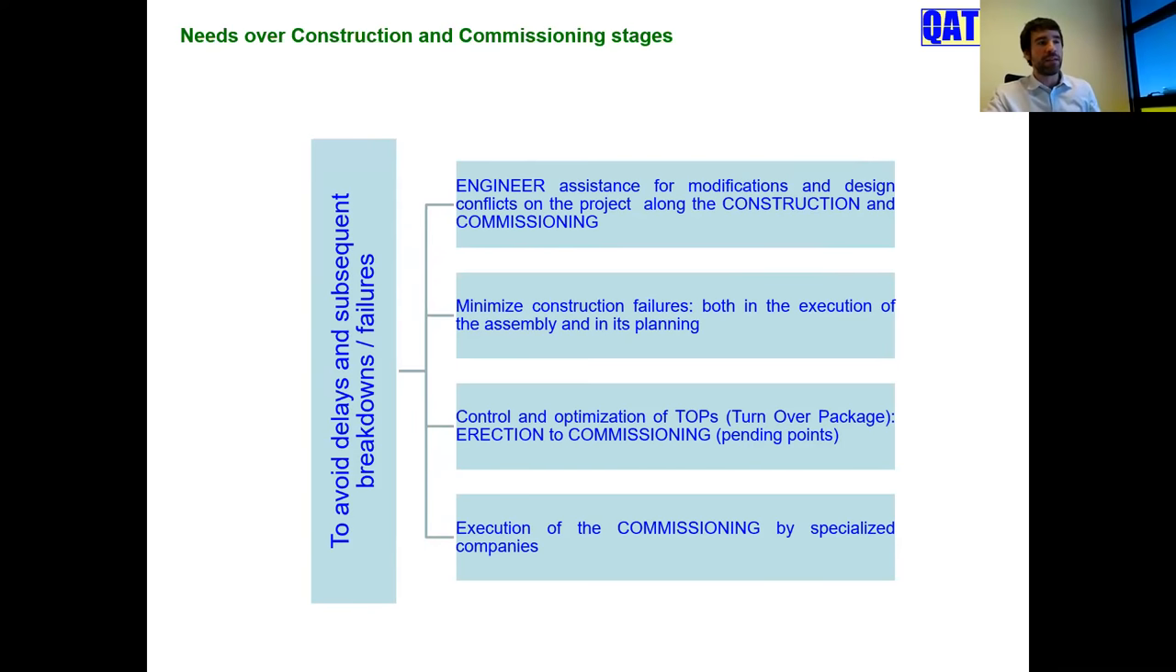So minimize construction failures, both in the execution of the assembly and its planning, and control optimization of the turnover. The turnover between erection, the assembly, the construction, to the commissioning, because when the construction is about to finalize, there are maybe three kinds of pending points: A, B, and C. You can start the commissioning with pending points like A, because they are things that can be solved along the commissioning. The commissioning and the construction share time along the development.